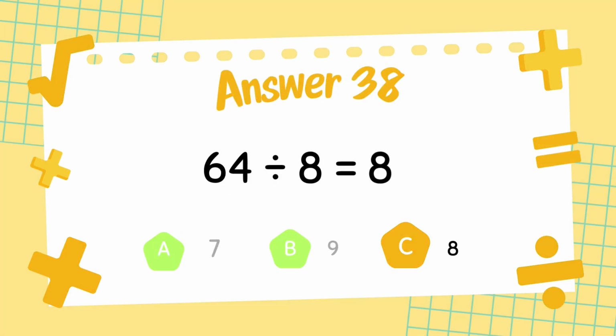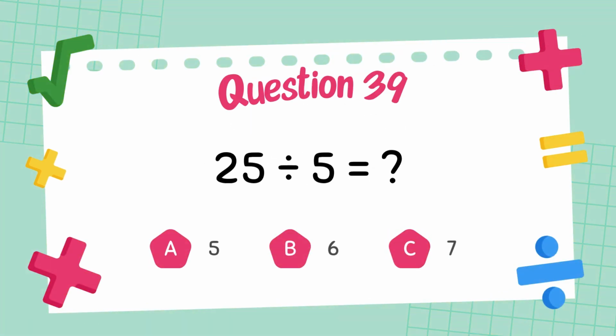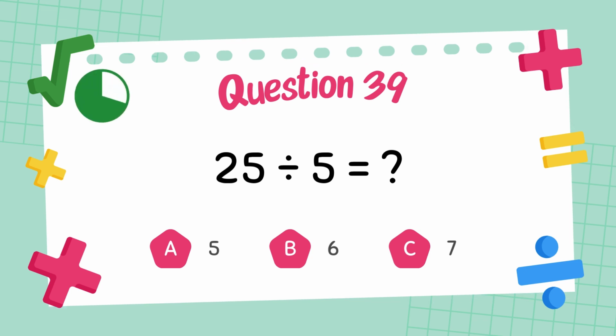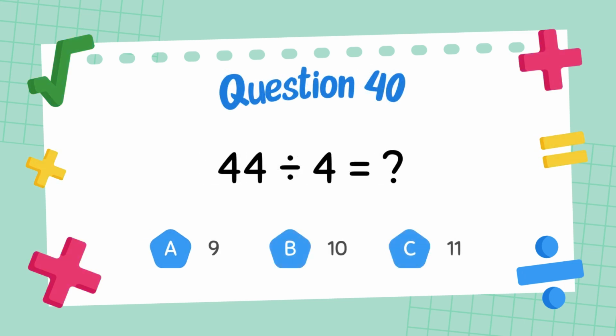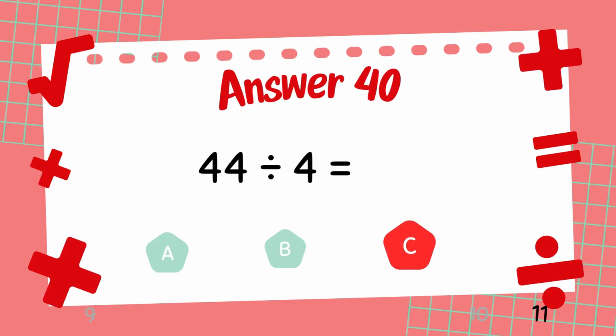The answer is 8. What is 25 divided by 5? The answer is 5. What is 44 divided by 4? The answer is 11.